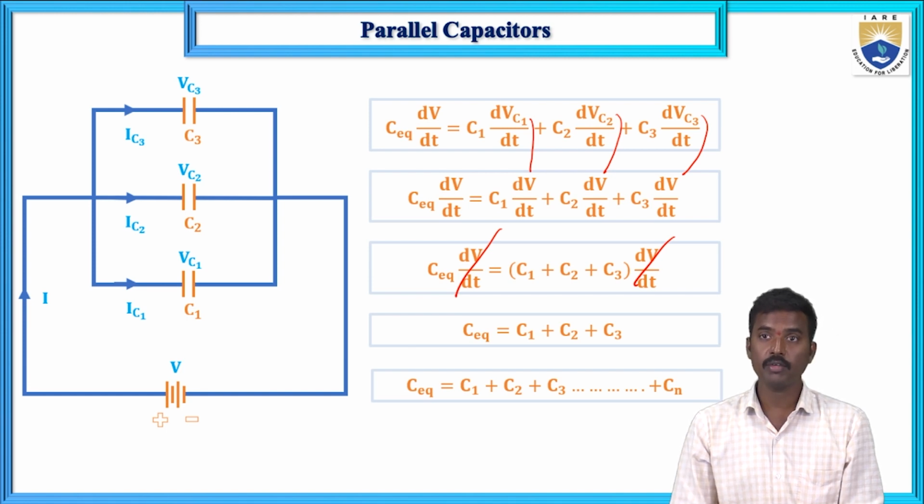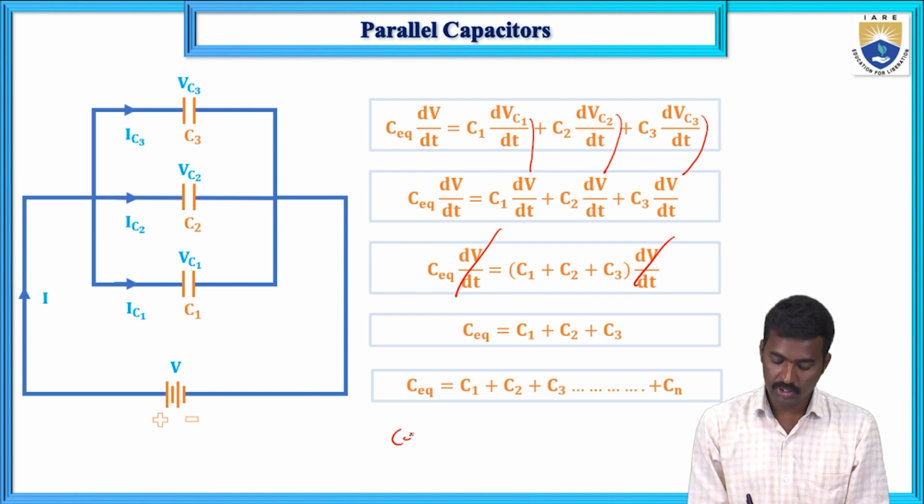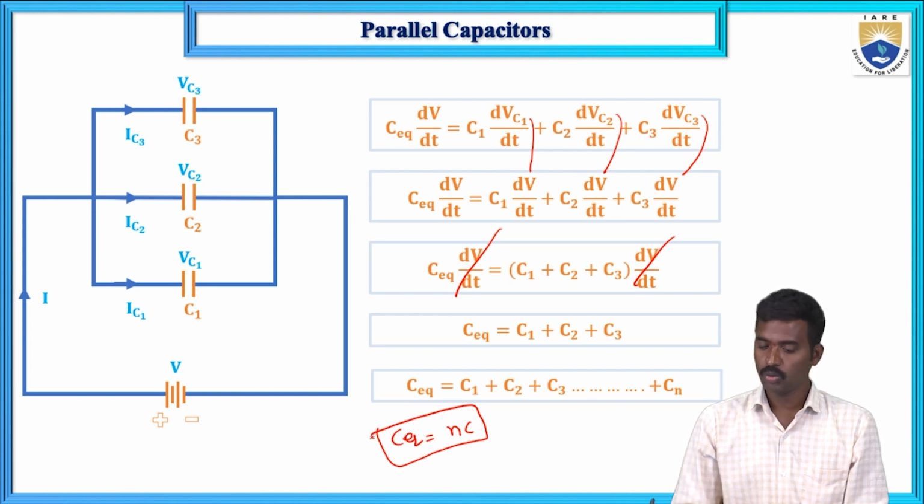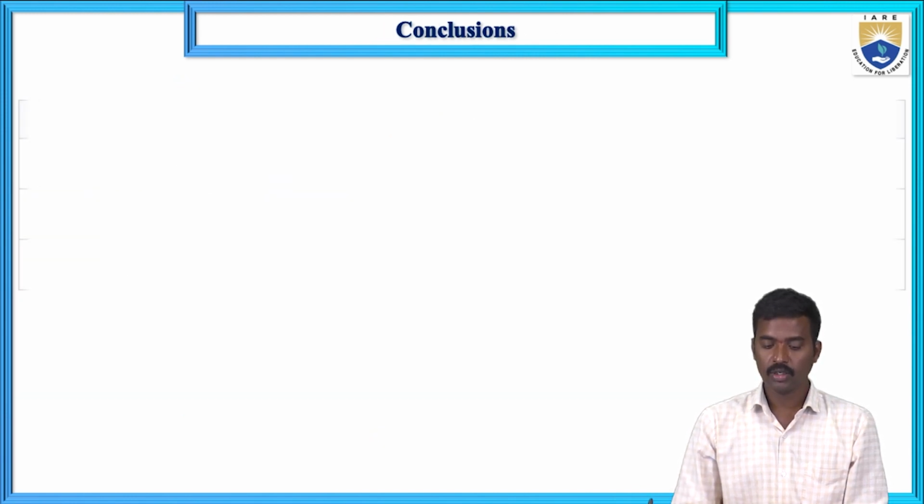If n number of capacitors with the same capacitance value C are connected in parallel, then C equivalent equals n times C. Now, coming to the conclusions.